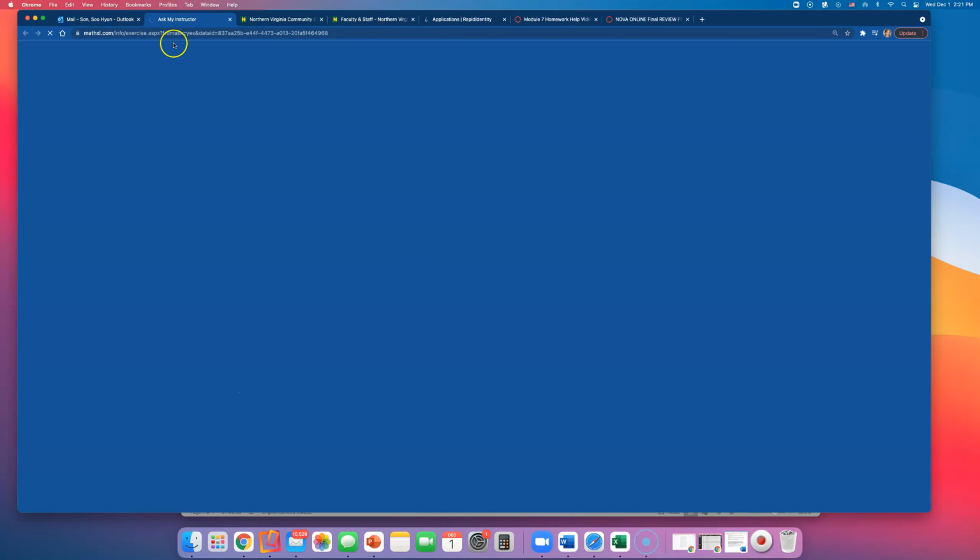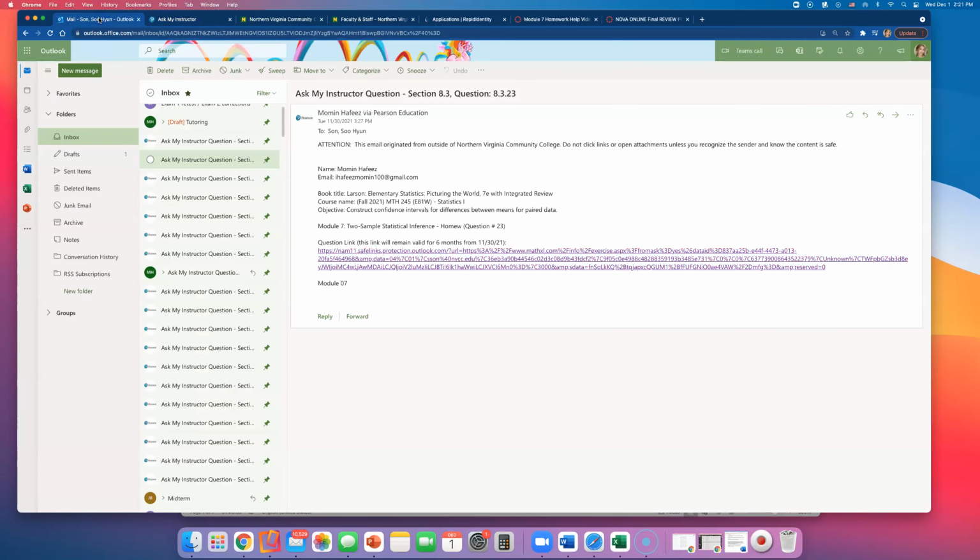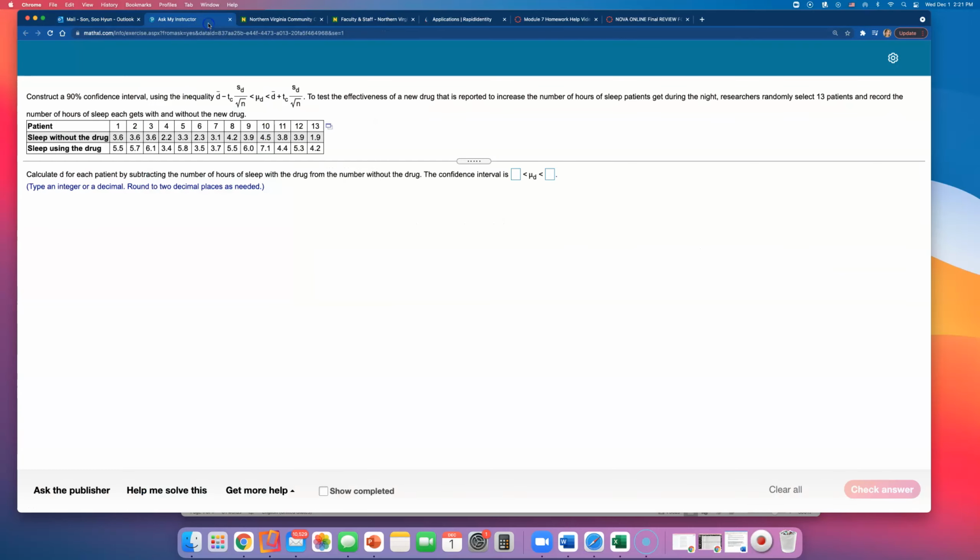And this one is number 23 on module 7 homework. Let's see. Oh, so we're constructing a confidence interval. And it looks like the samples are dependent. What's going on here? So we have 13 patients, right? And it looks like we're testing a new drug.